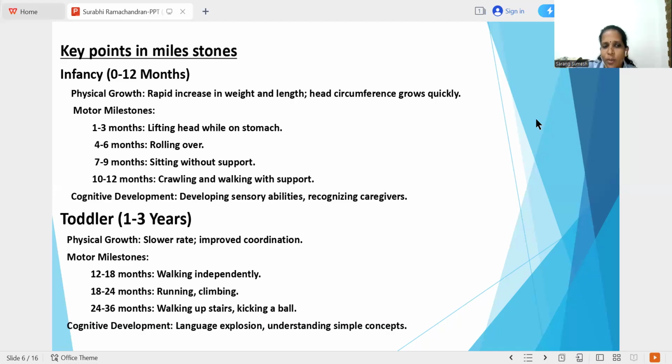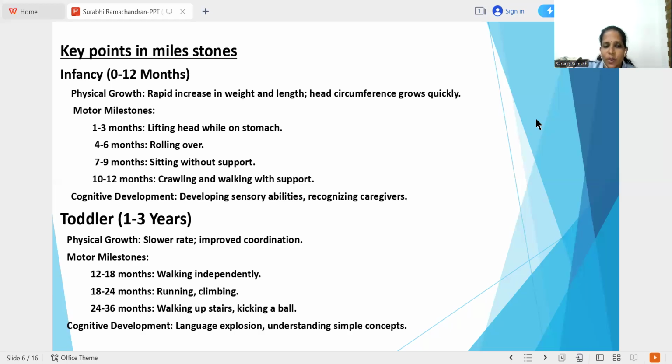Mainly the motor milestones: 1 to 3 months, lifting head while on stomach, 4 to 6 months, rolling over, 7 to 9 months, sitting with support, 10 to 12 months, crawling and walking with support. These are the main motor development in infancy. In cognitive development, developing sensory abilities, recognizing the caregivers. So social smile, all they will start in infancy period.